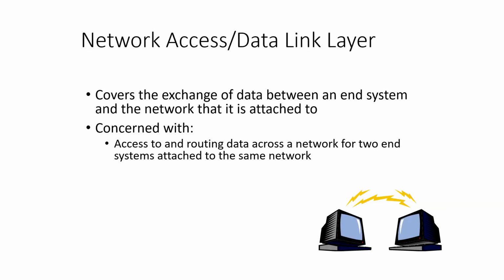On the layer above the physical layer, we have the network access or data link layer. This layer provides a logical interface to network hardware and is concerned with access to and routing data across a network for 2 end systems attached to the same network. Example protocols at this layer include Ethernet, Wi-Fi, ATM, and frame relay.